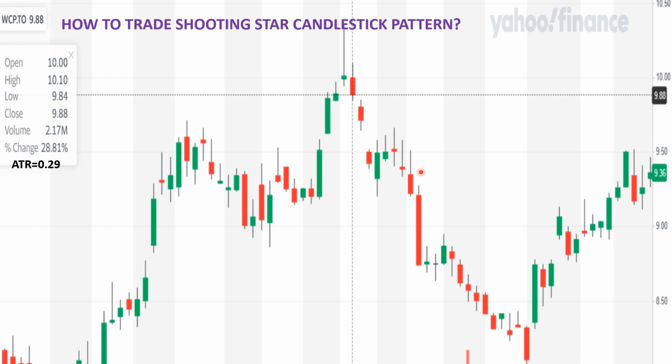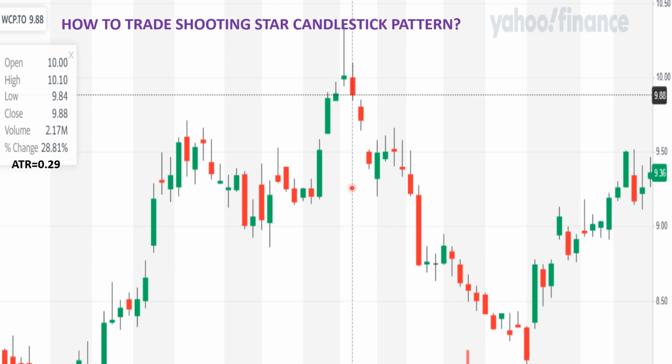To confirm the reversal, we have to wait for the confirmation candle. And this bearish candle is the confirmation candle that closes below the low of this shooting star. So then we can enter the trade at the close price of this confirmation candle and put 1 ATR above for stop loss and 2, 3, or 4 ATR below for profit target.